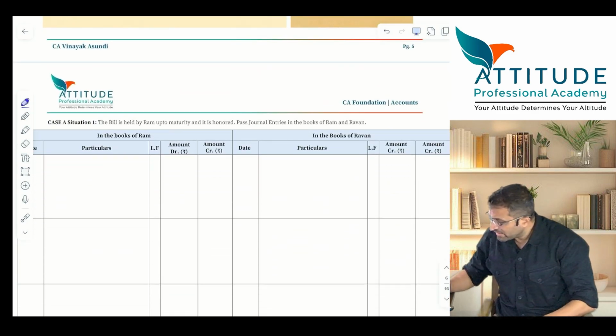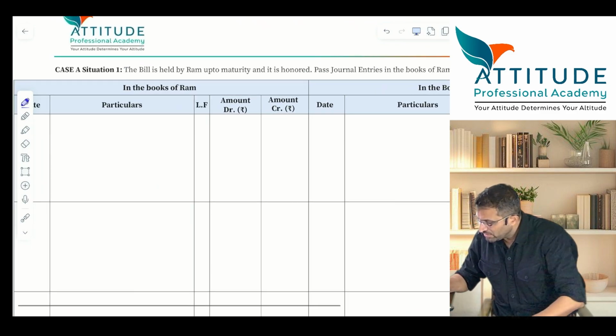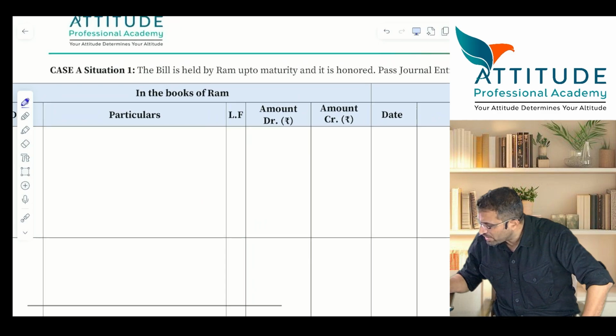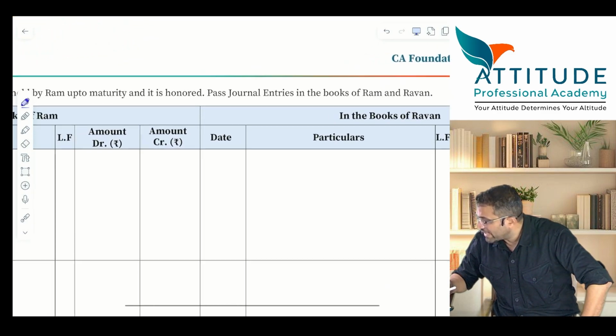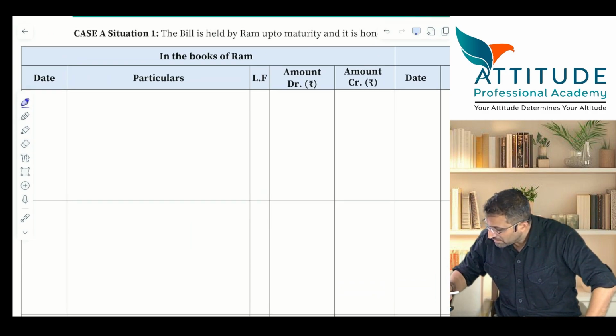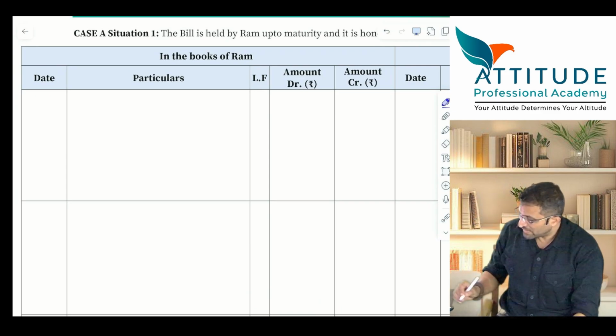Shall we go to the journal entries? Have a look at it. See what situation A is. Case A, situation 1. The bill is held by Ram up to maturity and it is honored. Pass journal entries in the books of Ram as well as Ravan. So we'll first see journal entries in the books of Ram.